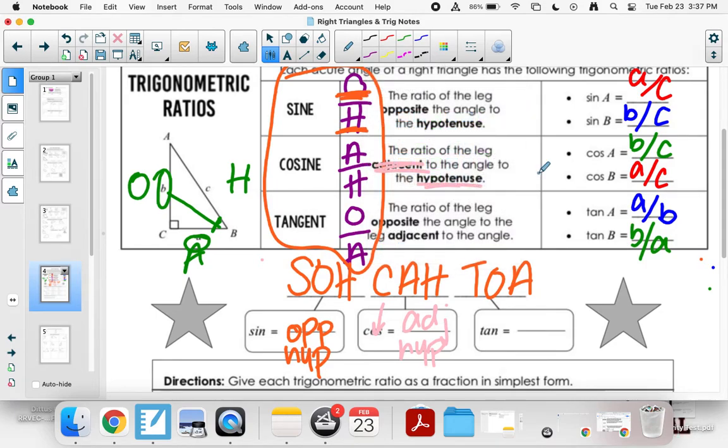Okay, and then TOA, our tangent. T stands for the tangent, O stands for opposite, and then the A stands for adjacent. So we have that fraction, opposite over adjacent. It is not adjacent over opposite. It literally makes a huge difference what order these go in. You have to put the O over the H in sine, you have to put the adjacent over the hypotenuse in cosine, and in TOA, your opposite has to go on top of your adjacent. It has to be that way.